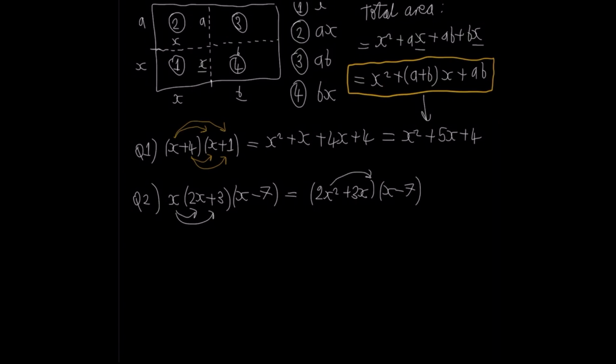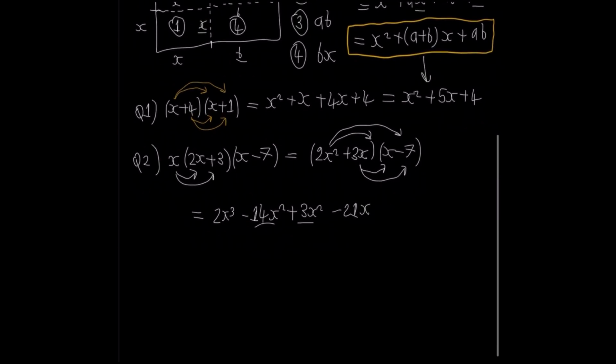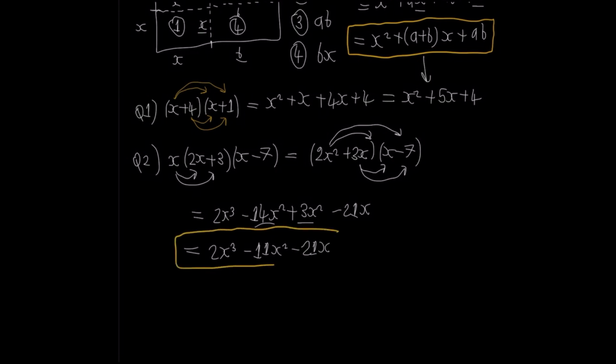So we'll do 2x squared times x, which is 2x cubed. Then we can do 2x squared times minus 7, which is minus 14x squared. And we can do 3x times x, which is plus 3x squared. And we can do 3x times minus 7, which is minus 21x. Now we have common x squared terms, so we can simplify. Minus 14 plus 3 is minus 11, so we get minus 11x squared. And that right there is the final result.